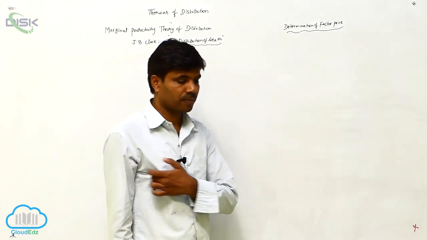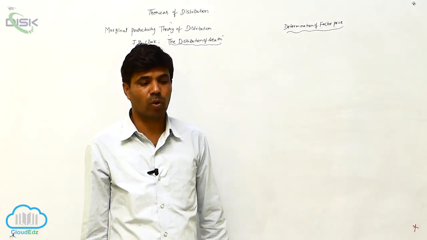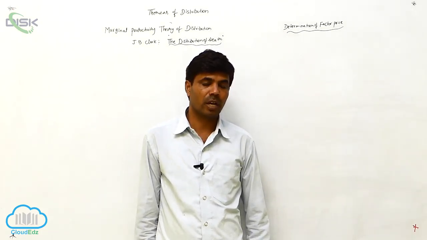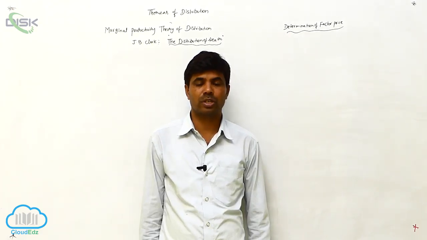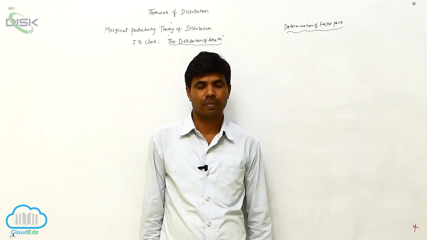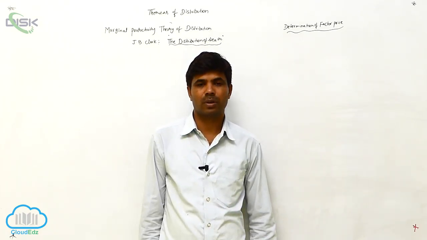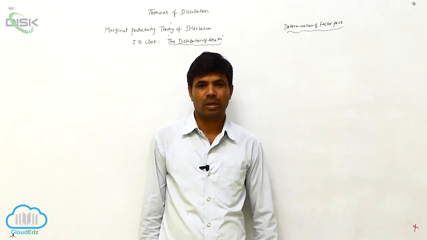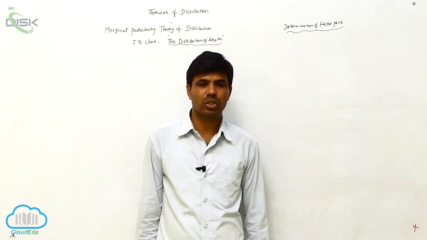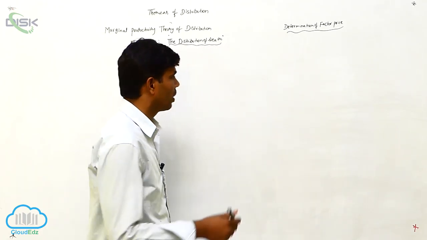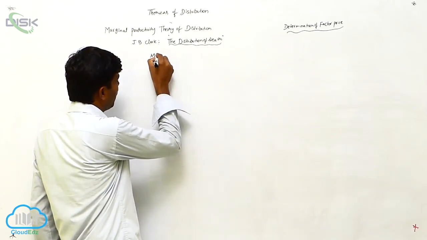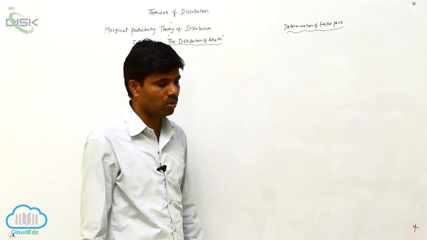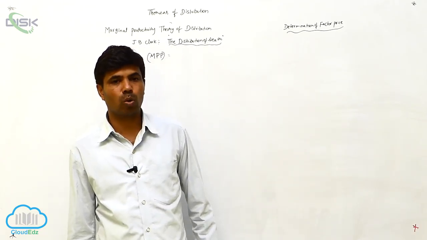According to this, the remuneration of the factors of production will be equal to the marginal production, also known as the marginal physical production. When you use more factors of production, after some point the marginal product will decrease. So we use the marginal physical productivity, MPP, the marginal physical productivity.